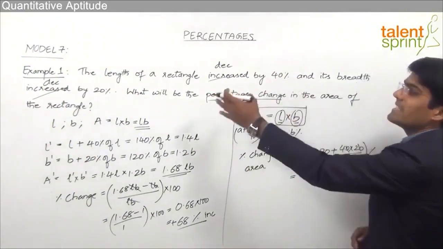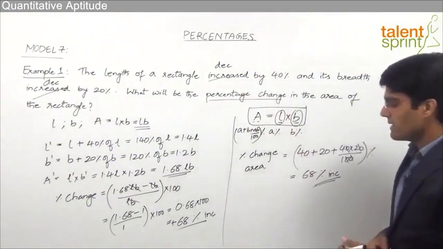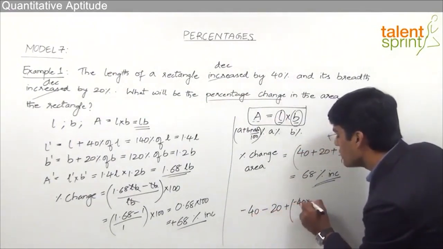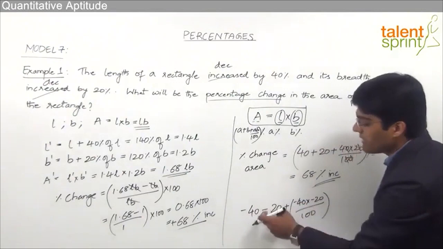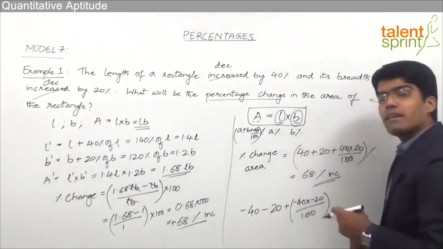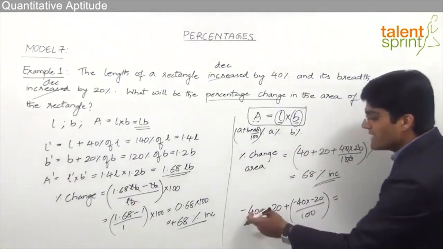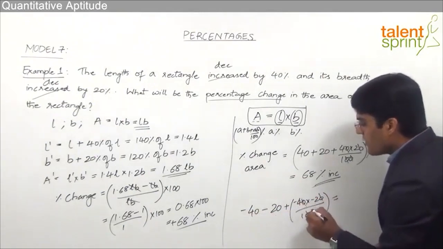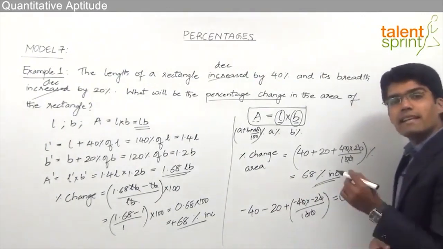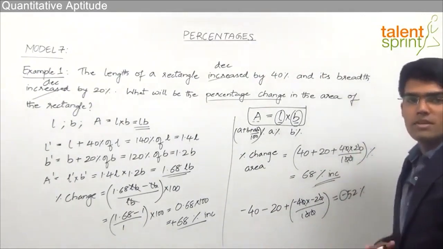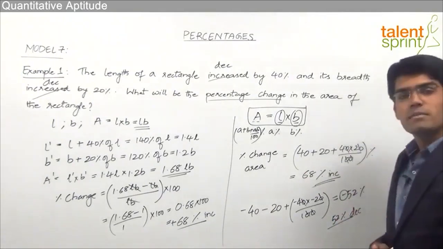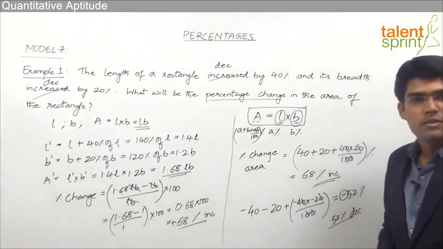So the new answer, in case the length and breadth decrease by 40 and 20% respectively, will be equal to minus 40 minus 20 plus minus 40 into minus 20 by 100. As you can see here, the formula is the same, A plus B plus AB by 100. But the only point is A and B both are negative in nature. So this will be equal to minus 60, and this will be minus 4 into minus 2, plus 8. Minus 60 plus 8 is minus 52%. And since we have got a negative sign, it indicates that this is a decrease. So the answer here will be 52% decrease. So when both length and breadth have decreased by 40 and 20% respectively, the area will decrease by 52%.